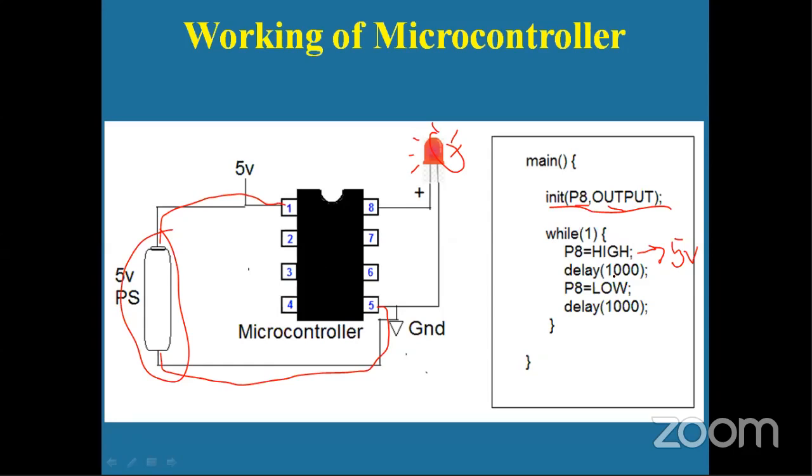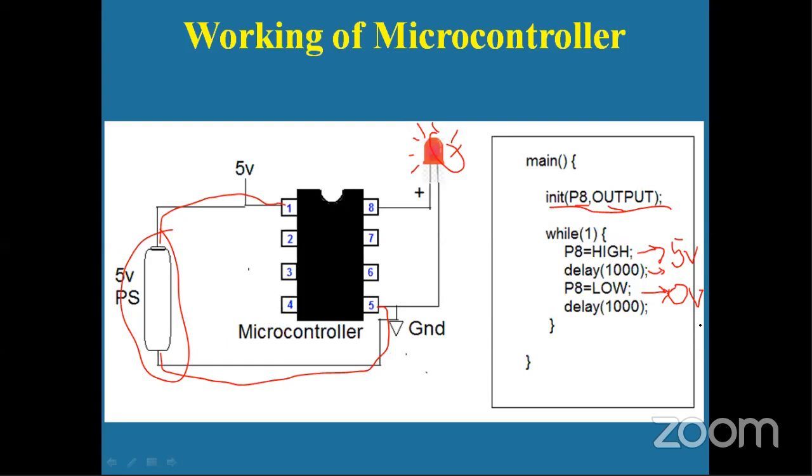So for 1 second on pin number 8, there will be plus 5 volt. As long as there is plus 5 volt on pin number 8, the LED has got power and it will glow. So for 1 second, it is glowing. Then immediately after the delay, I am doing P8 is equal to low. What does that mean? Low in electronics means 0 volts.